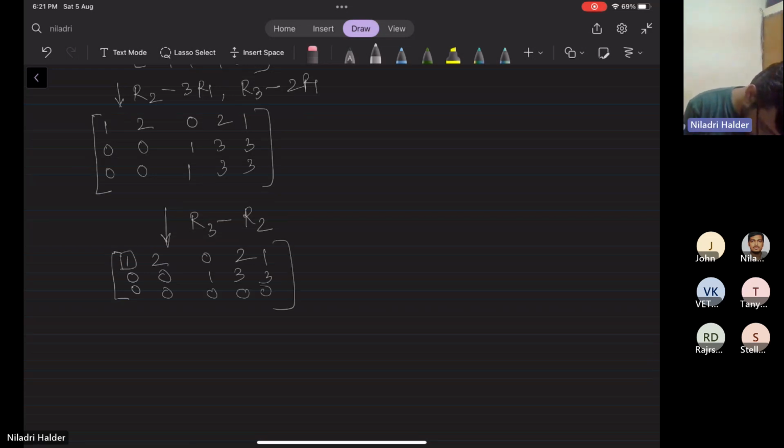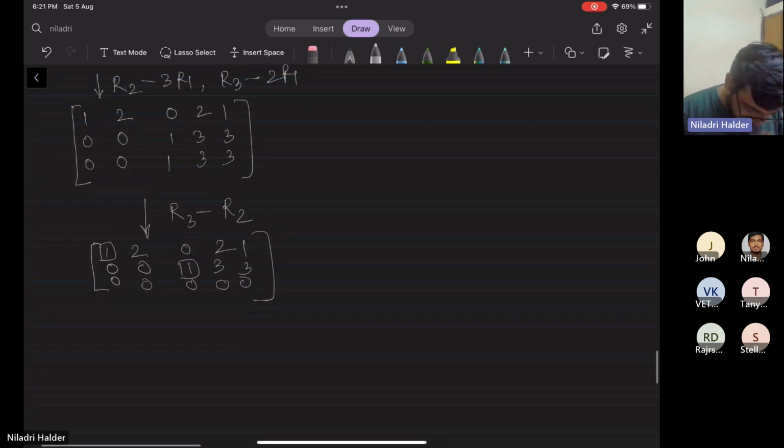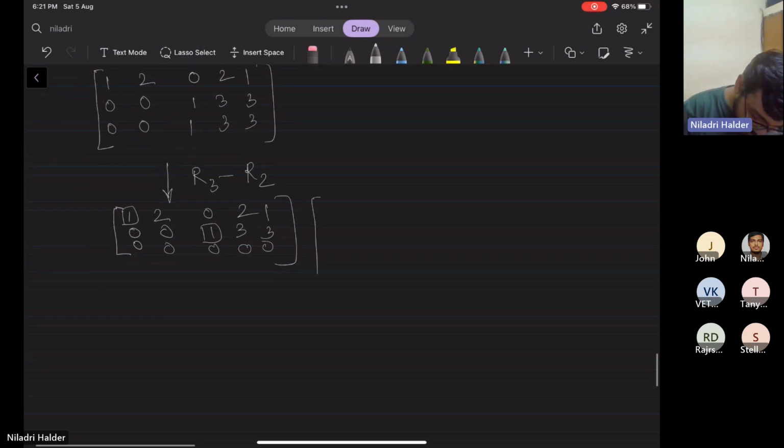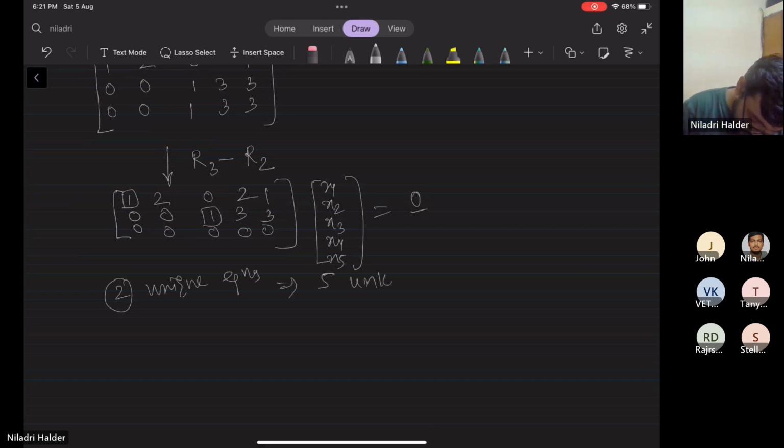Here there are only two pivots, so the rank is 2. So this is the eliminated form, and this multiplied by x1, x2, x3, x4, and x5 equals 0. If you see, there are only two efficient or unique columns, so two unique equations and five unknowns.